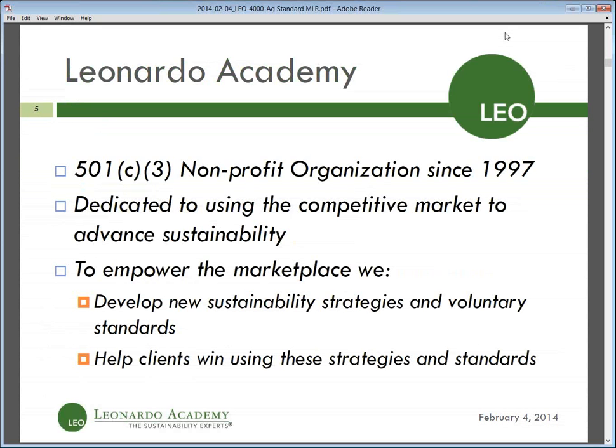So, about Leonardo Academy. Leonardo Academy is a 501c3, or charitable nonprofit organization. We were founded in 1997. We're dedicated to using the competitive market to advance sustainability. We do this by empowering the marketplace. We develop new sustainability strategies and voluntary standards, and we help participants and clients win using these strategies and standards.